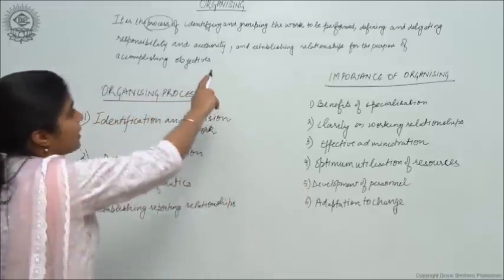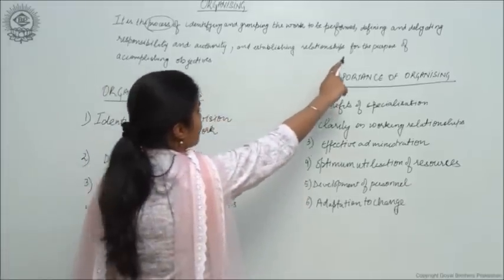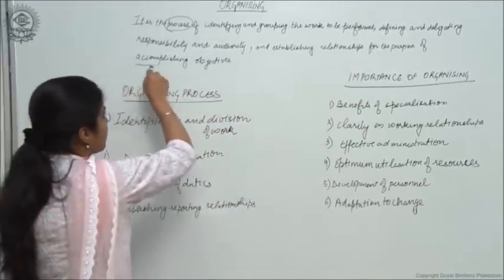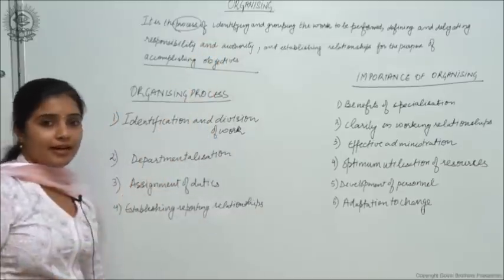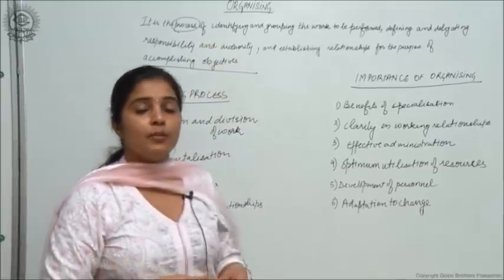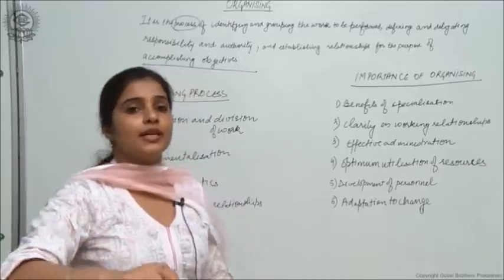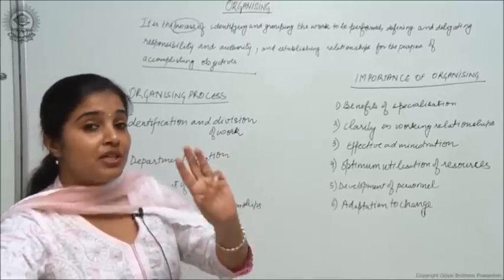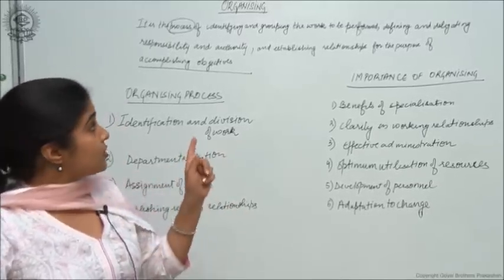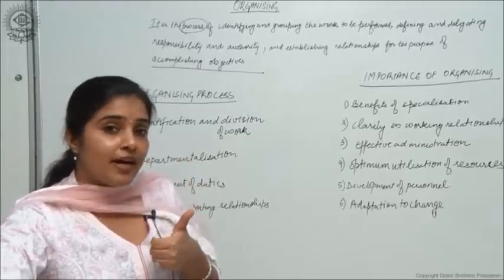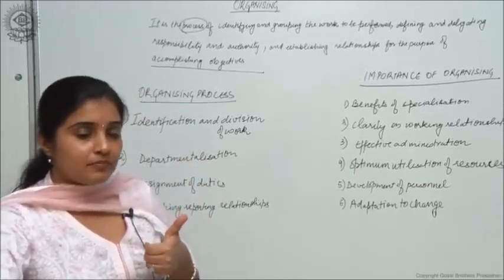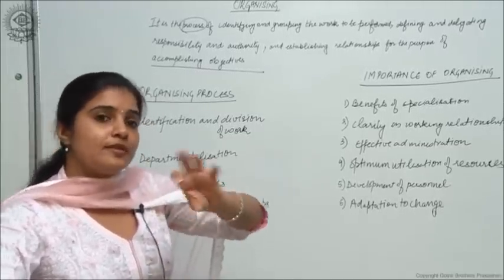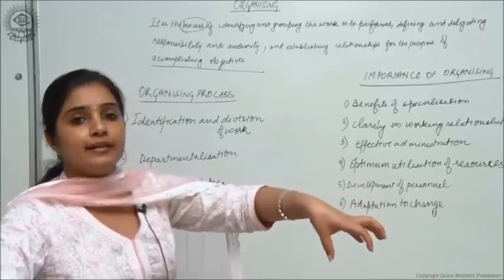Then last, and establishing relationships for the purpose of accomplishment of objectives. All the activities, right, all steps of management will be aimed at achieving organizational objectives. I hope the definition is now clear. I said we've talked about 3 things over here, right? First of all is you have to identify and you have to group the tasks, right? We have to group the similar tasks under one head.